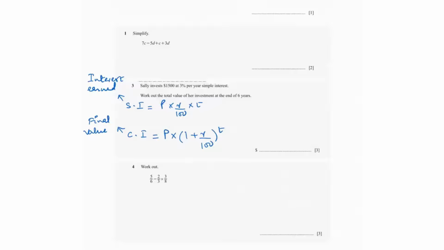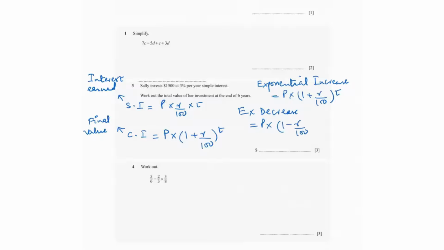Another thing, your exponential increase has the same formula as the compound interest formula, which is initial amount times 1 plus rate over 100 to the power of t. Whereas your exponential decrease formula, that's p times 1 minus r over 100 to the power of t. So the exponential increase-decrease formula is the same as the compound interest, but the sign changes in the middle depending on whether it's increase or decrease.